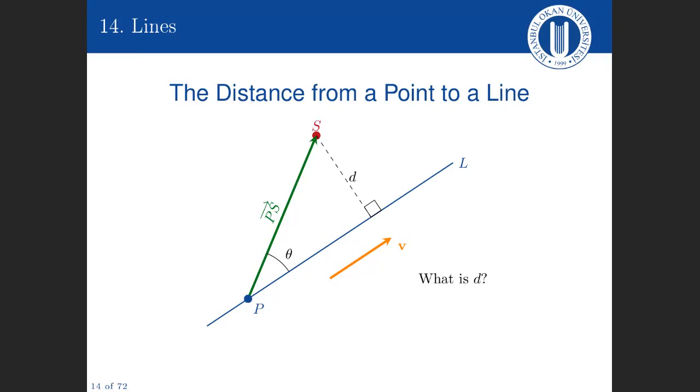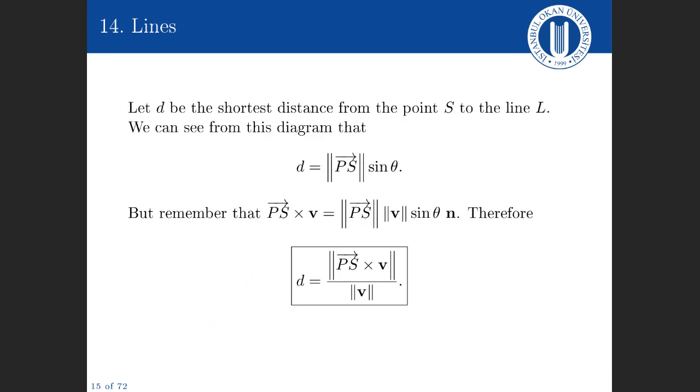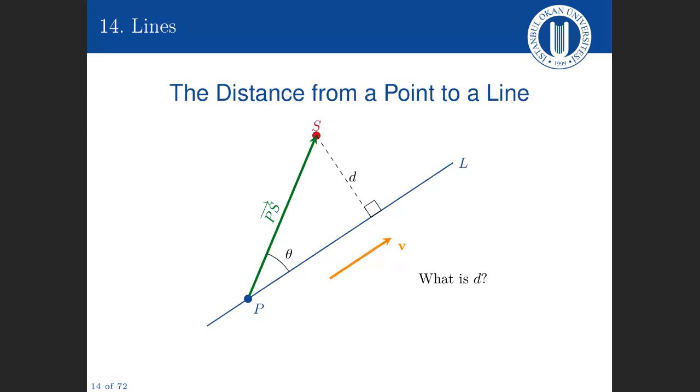We can calculate the distance from a point to a line. And I mean the shortest distance from a point S to a line L, which in this picture is denoted by D. Let D be the shortest distance from a point S to a line L. Then from the picture on the previous slide, which I will go back to, we can see that D must be the norm of the vector from P to S, sine theta.